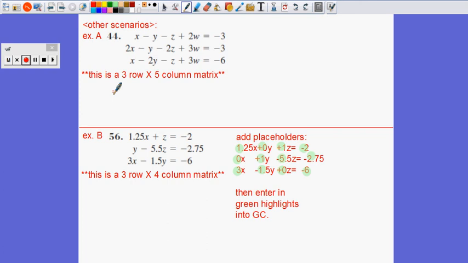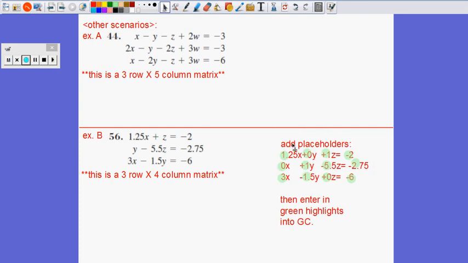Now I planted the seed earlier about placeholders. Let's look at an example here with placeholders. If you look here, there's x's, y's, and z's. Yet this one only has x's and z's. This one only has y's and z's. And this one only has x's and y's. So I want to show you what to do.